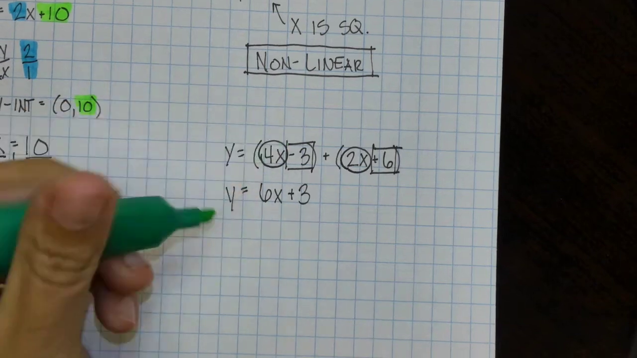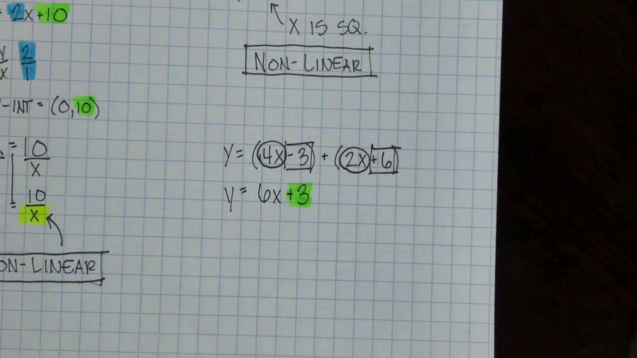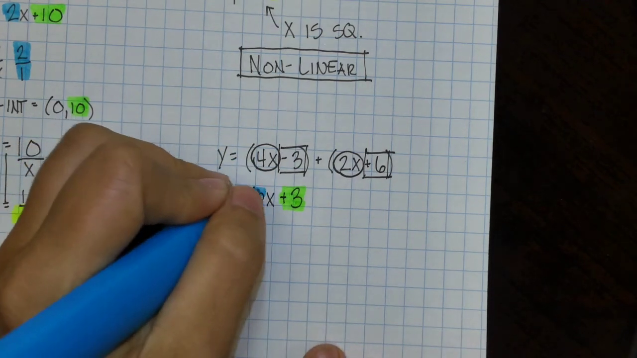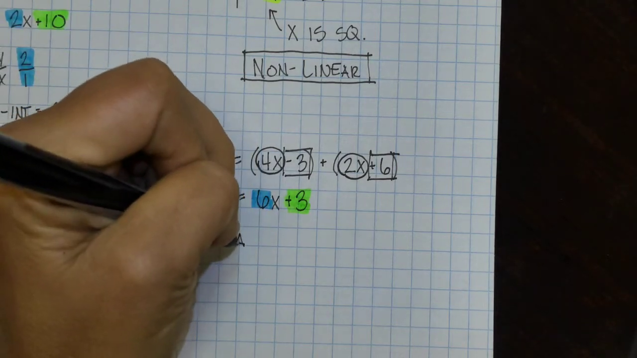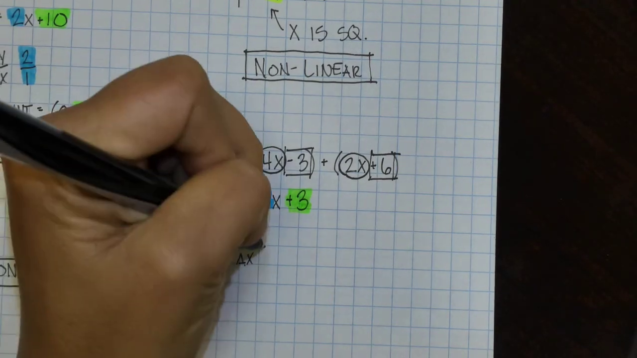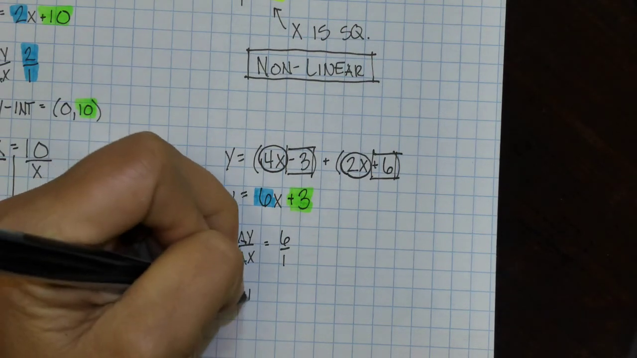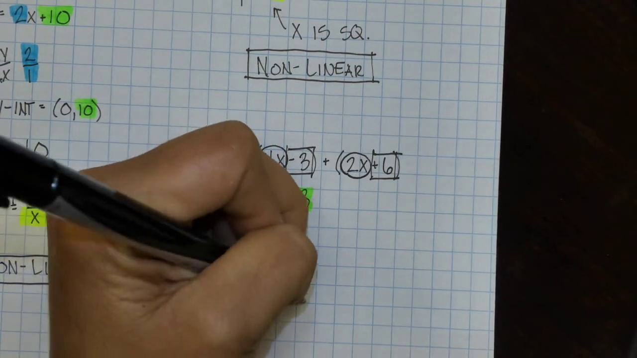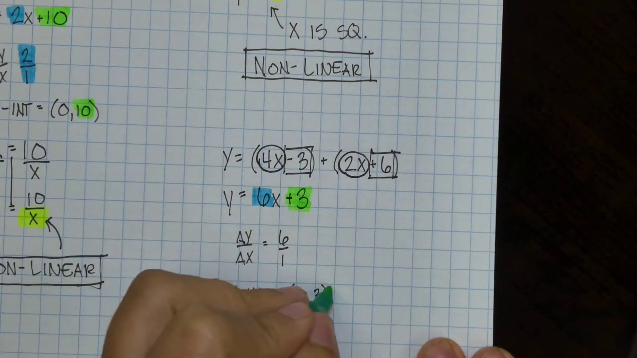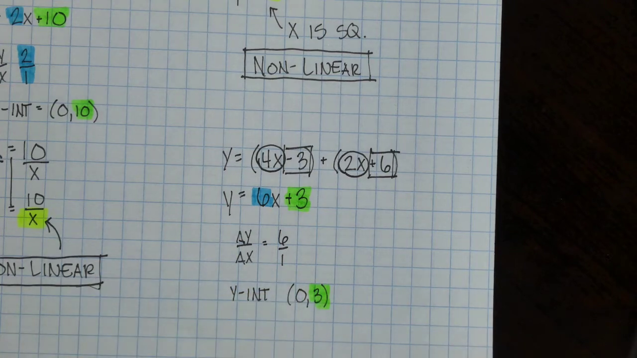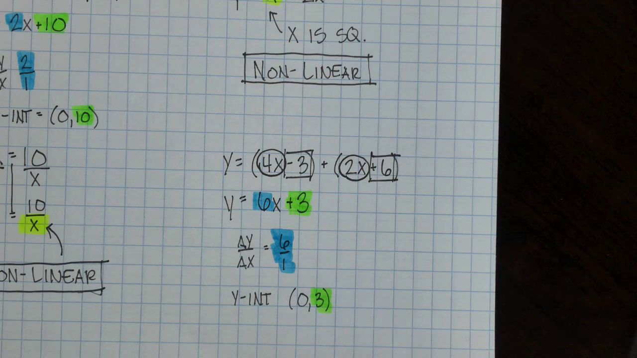And I would see that as I simplified that out, I now have a y-intercept, and I have a rate of change. And if I were to write this out, I'm going to write change of y over change of x, and that change of y is 6 over 1. And the y-intercept is 0, 3. There's that y-intercept, and here's that rate of change.